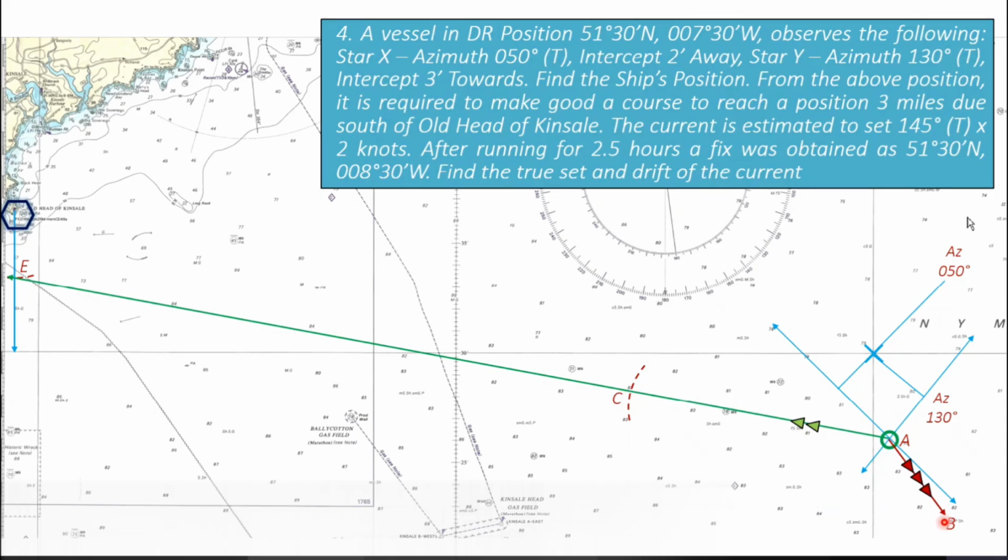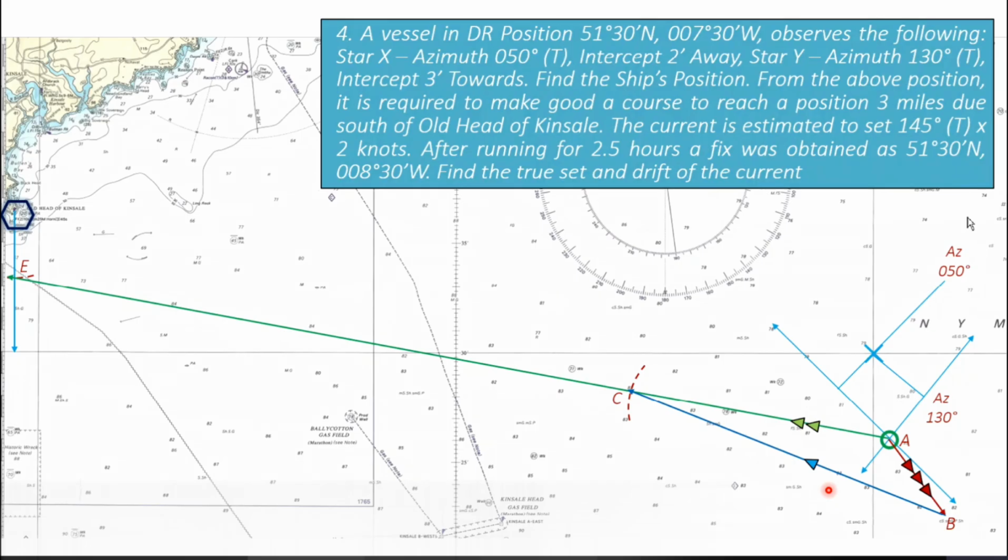So now I'm going to join Bravo to Charlie. So let's join it. We have this line joining Bravo to Charlie. This Bravo to Charlie is my course to steer vector. It is represented by a single arrow. So let's mark the single arrow here. Bravo to Charlie is my course to steer vector for 1 hour.